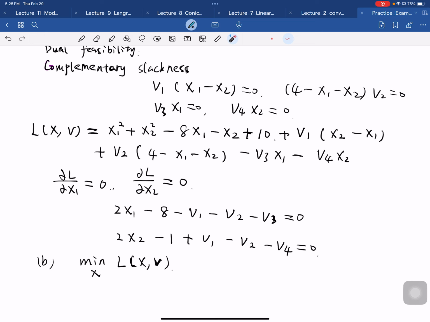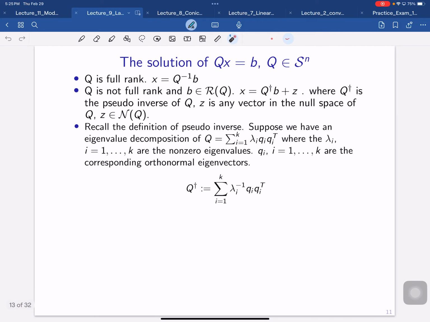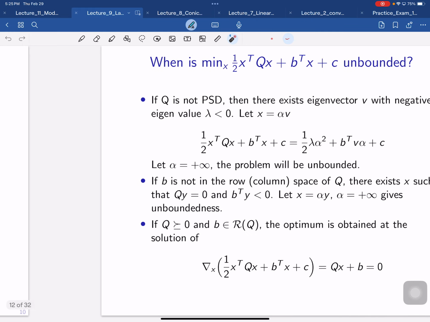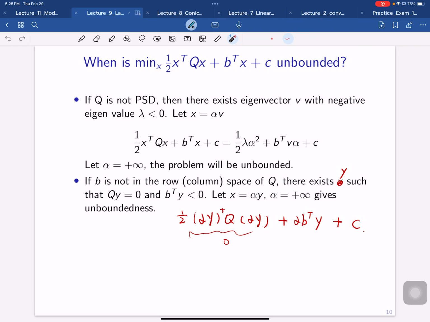And we've talked about something more general than minimizing over a quadratic function, right? If you remember in this lecture of Lagrangian dual, the main thing we talk about is how to derive the Lagrangian dual for a generic quadratically constrained quadratic program. First of all, we need to check whether this minimization over the quadratic function is unbounded or not. And we gave a couple of conditions where it can be unbounded.